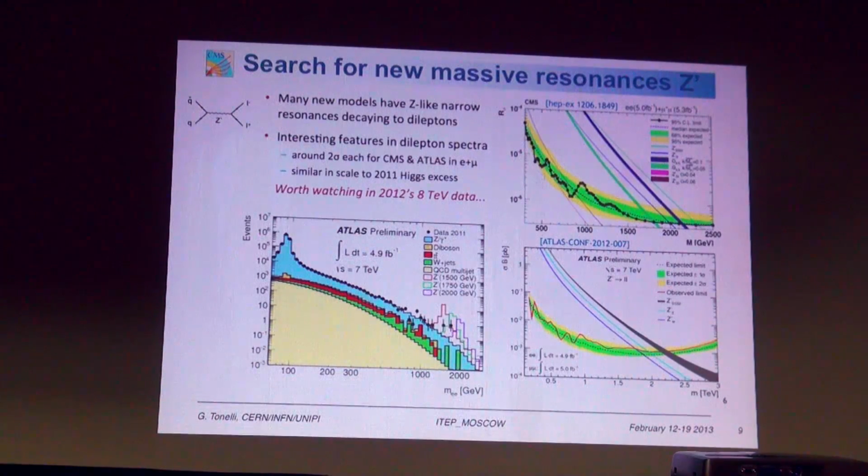This is another area in which, again, the reward will be huge, because we are talking of discovering a new Z boson, something similar to the Z boson, called Z prime, decaying with a similar branching ratio to the Z, so basically coupling to quarks and leptons. There are many models that have a Z-like narrow resonance decaying to dileptons, and this was one of the searches that was done since the very beginning.